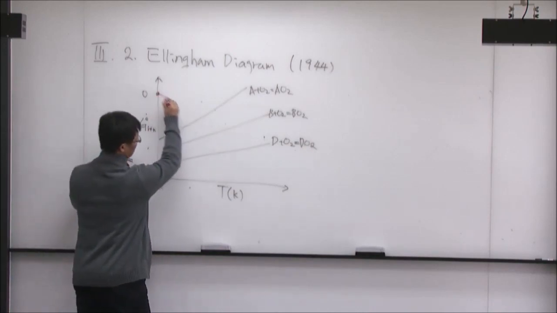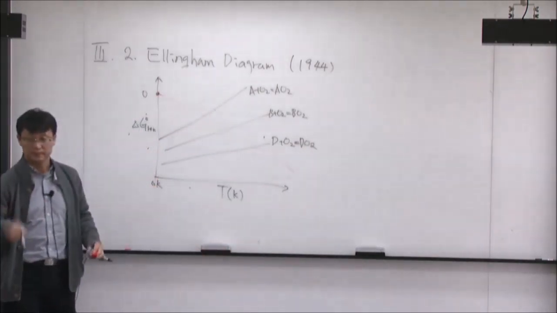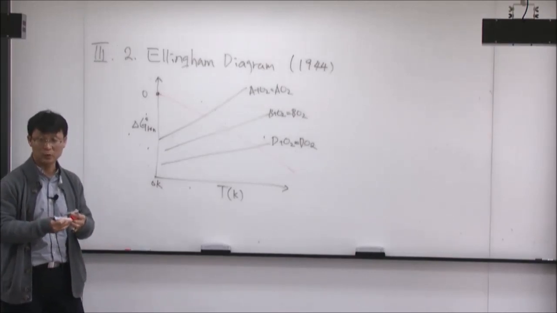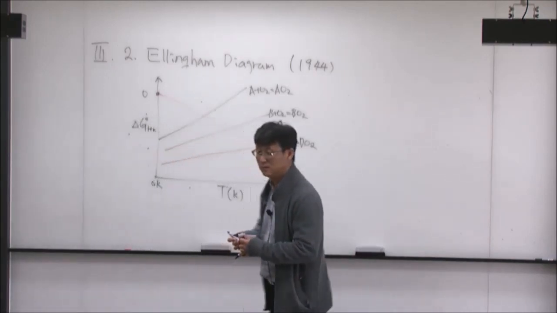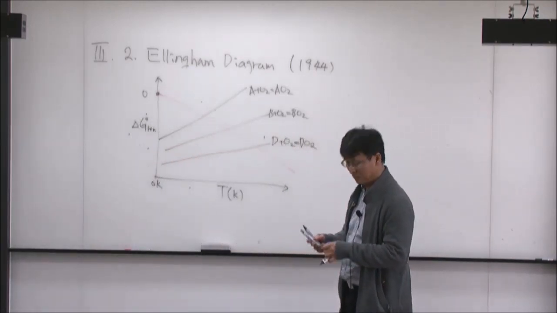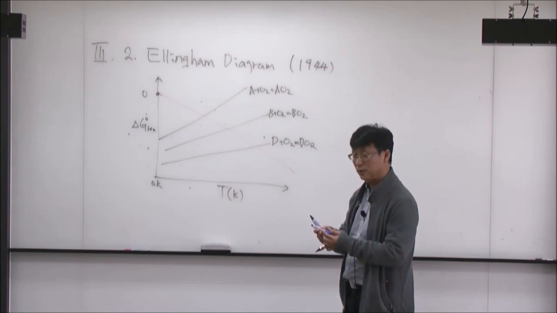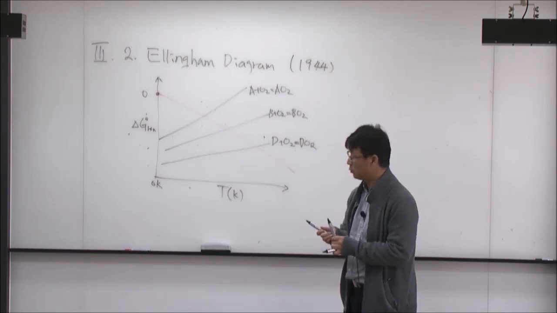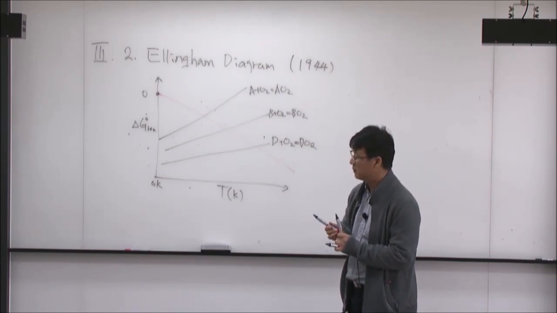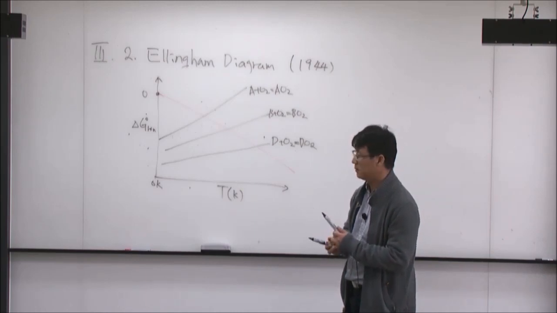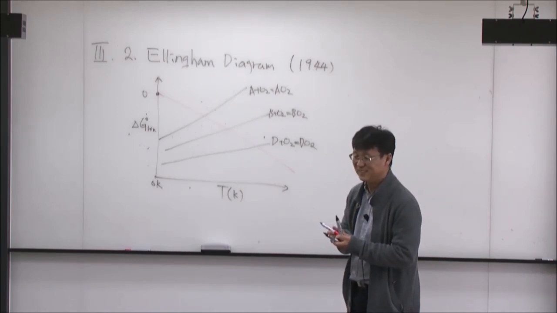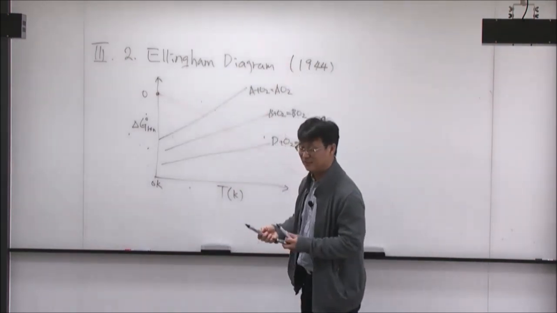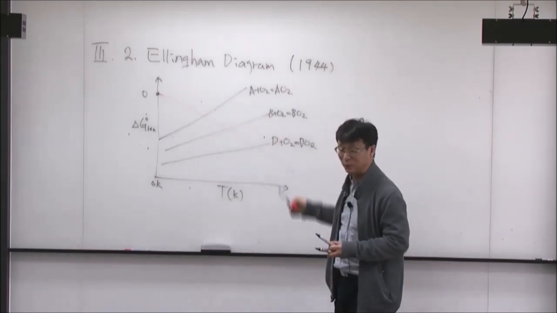When you draw one line here, 1 atm, or partial pressure equal to... the partial pressure can be less than 1. It could be higher than 1 too. Yeah, typically less than 1. You can go that way if you like, but most of the time we are at less than 1 atm.